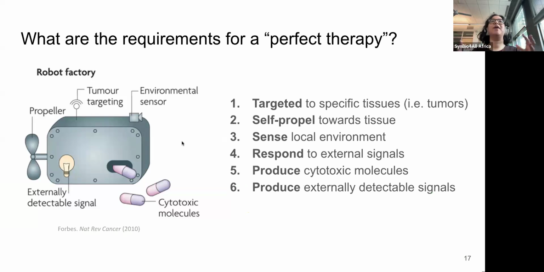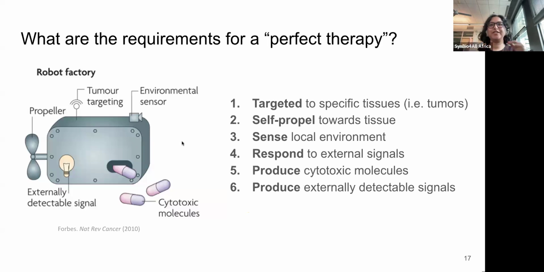So this on the left is like a robot factory, and what we would like is for it to be extremely targeted to specific tissues. We want to make sure that it's not just being expressed all over the human body and having an effect. We want it very localized to a tumor or a specific type of tissue. We want it to self-propel towards a tissue. So similar to what we were saying, we want it to be able to get into the regions that are inaccessible to the immune system or other passive therapies that diffuse into the solid masses. Because right now it's really hard to get inside the big clump of cells.